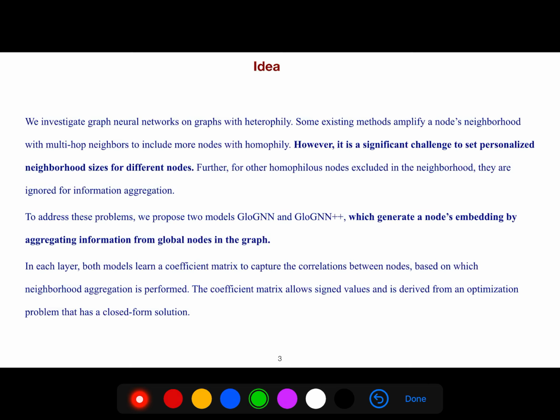Some existing methods amplify a node's neighborhood with multi-hop neighbors to include more nodes with homophily. However, it is a significant challenge to set personalized neighborhood sizes for different nodes. Other homophilous nodes excluded from the neighborhood are ignored for information aggregation. To address these problems, we propose two models, which generate a node's embedding by aggregating information from global nodes in the graph.